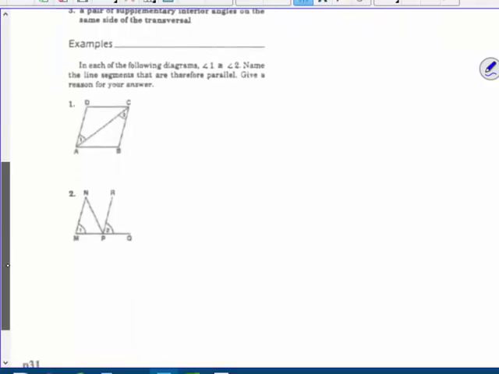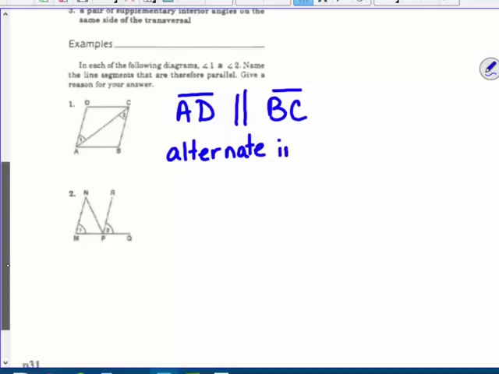In each of the following diagrams, we're given the angles are congruent. Name the line segments that are therefore parallel. Give a reason for your answer. Well, number 1, if I tilt my head either to the left or the right, I see that angle 1 and angle 2 are on alternate sides of this diagonal AC, which I believe is the transversal here. Therefore, segment AD is parallel to BC. Why? Because I was given that angle 1 and angle 2 are alternate interior congruent angles.